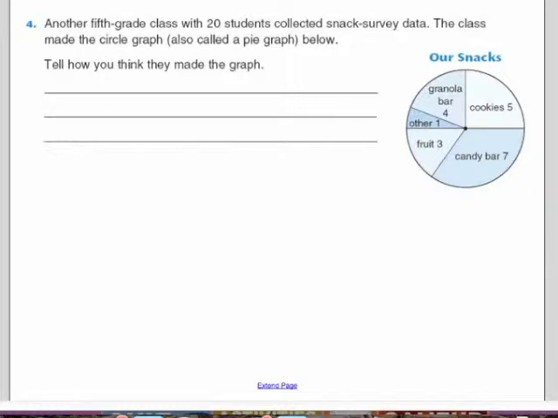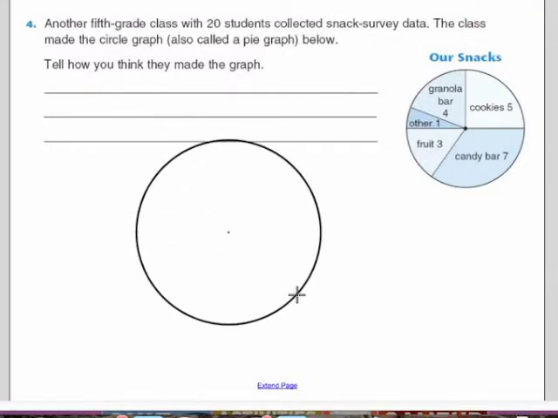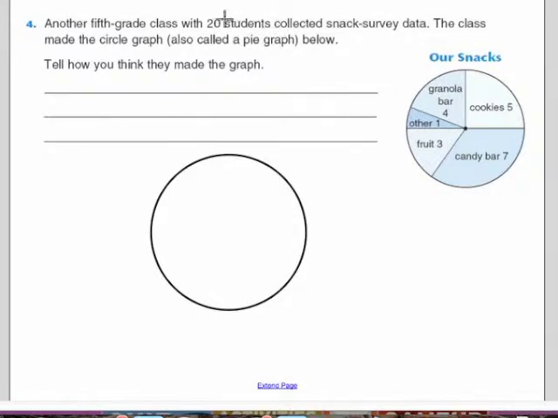All right, most likely what they did is, first of all, they drew a circle. So here's my circle. The next thing, they said that there's 20 students in all, so they knew that they were going to have to cut this into 20 equal pieces. So I would say they probably cut it in half first, and they cut it in half again. Let's see if I can move that down a little bit. Now we're down to 4, so we have to cut 5 individual pieces. So they really had to break this into tiny little pieces. You can see by the one for other that each piece had to be about that size.